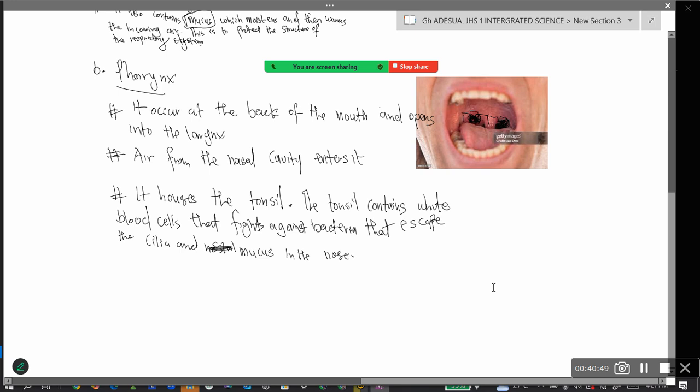That is our voice box. What allows us to speak.